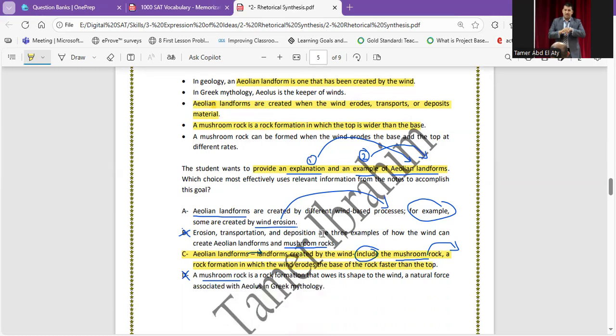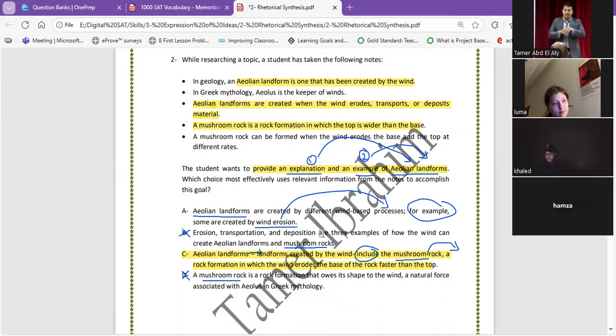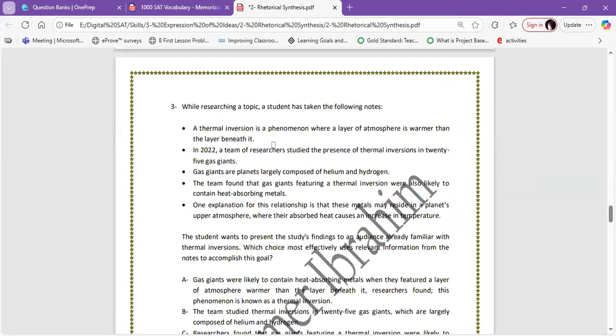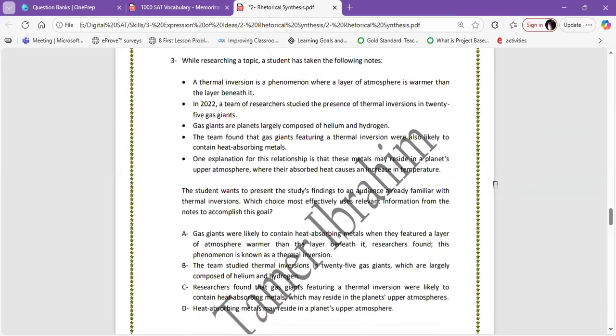Clear, Khalid? Yes. Clear, Luma? Clear. Muhammad Hani? Yes. Zain? Yes, mister. Take care, please. When you have to answer, you have to go to the bullets. Okay, let's go to number 3. Let's find how we're going to get it.